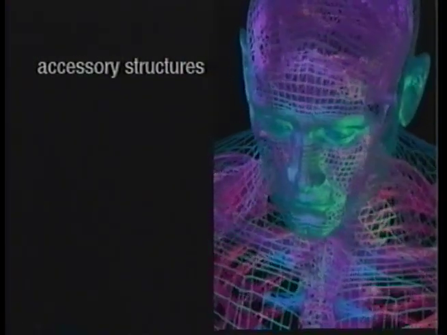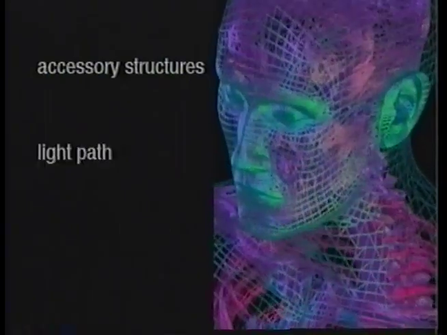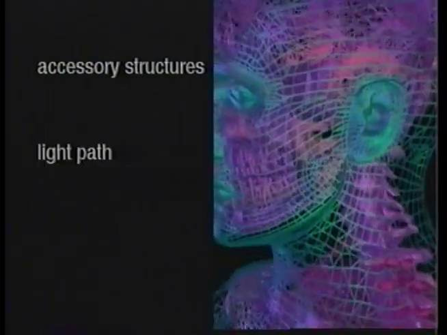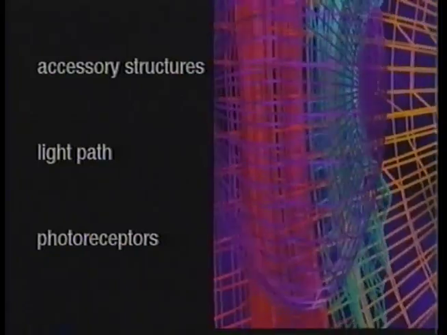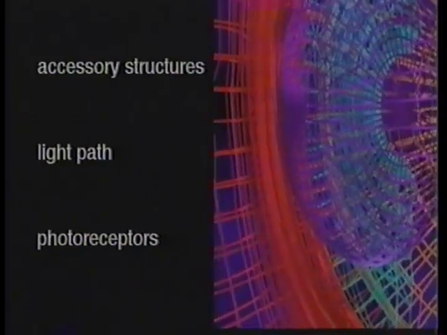First, we will look at the accessory structures of the eye. Then we will examine the path that light travels through the eye. And finally, we'll examine the retina and the special cells that detect light, the photoreceptors.